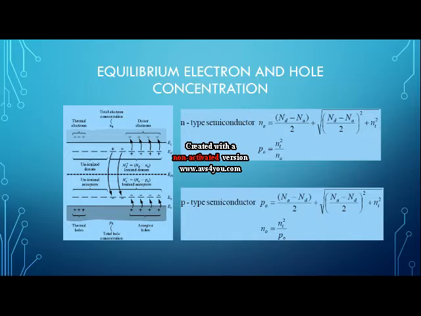The n-type semiconductor shows that n naught equals (Nd minus Na) over 2 plus the square root of ((Nd minus Na) over 2) whole squared plus ni squared, where p naught equals ni squared over n naught. Whereas the p-type semiconductor shows that p naught equals (Na minus Nd) over 2 plus the square root of ((Na minus Nd) over 2) whole squared plus ni squared, where n naught equals ni squared over p naught. The graph shows that the acceptors go towards the valence band and the donors go towards the conduction band.